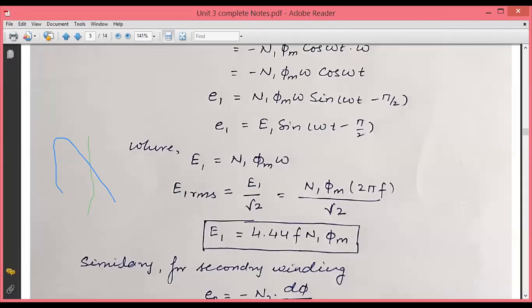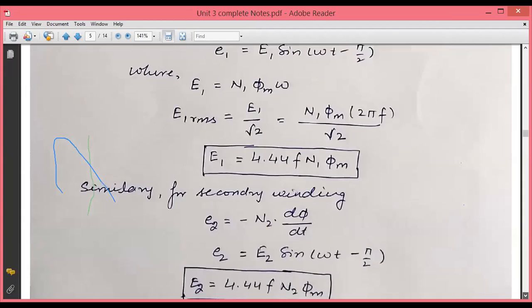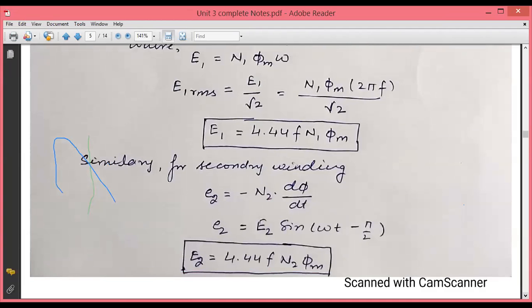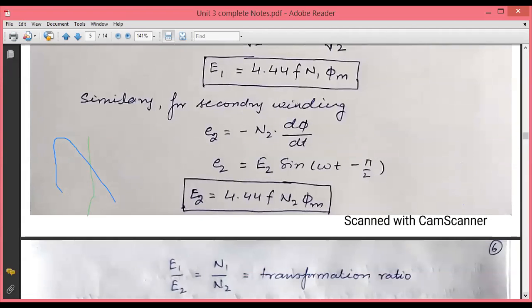Now similarly, we will go for the secondary winding, and in the secondary winding we use the similar expression: E2 equals minus N2 into d phi by dt. We are keeping the same flux here, as we had already considered this is an ideal transformer and there is no leakage flux. It means whatever flux is associated with the primary winding, the same amount of flux is also associated with the secondary winding. On this basis, we obtain the similar expression, E2 equals E2 into sine of omega t minus pi by 2.